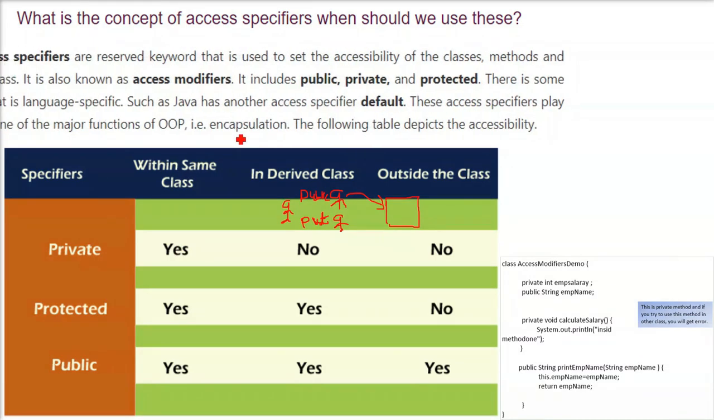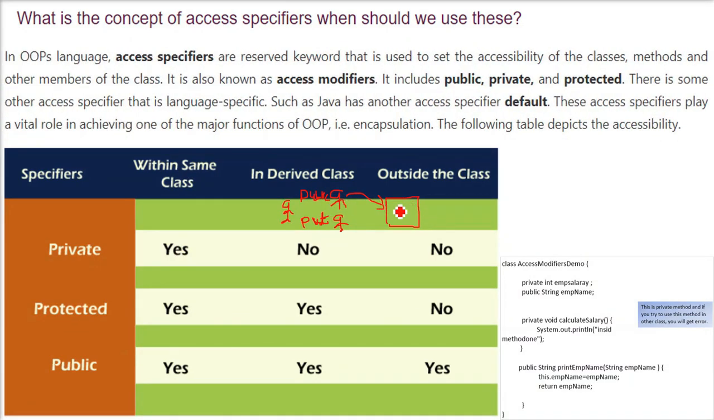So access specifier in an object-oriented programming language, or access modifiers, are reserved keywords that are used to set the accessibility for the classes. Inside them we have methods and members. So for methods and members, these access modifiers are used. They include public, private and protected.